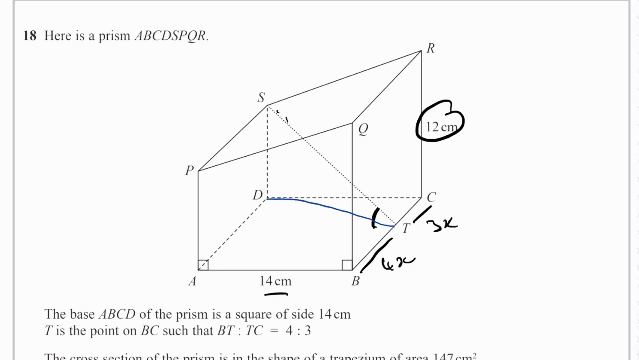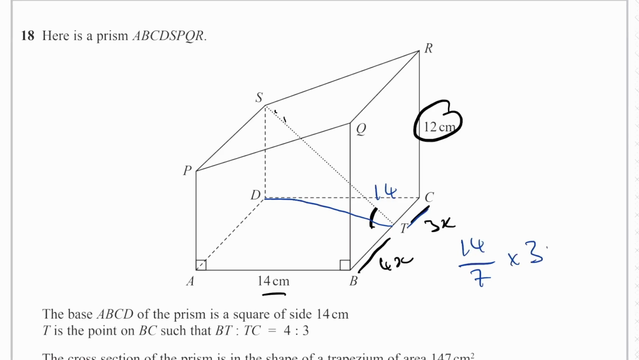And to get that side, we can do it if we were to know the other two sides. So this side over here is actually 14 as well, because remember this is a square. So we know already that this is 14. I'll just clean that up. And then T to C we can work out, right? So we already said this ratio of 4 to 3. And because B to C is a side of a square, it's also going to be 14. This total would be 7x. So 14 divided by 7 multiplied by 3 would give you the length T to C. Okay, so if you work that out, that should give you 6.